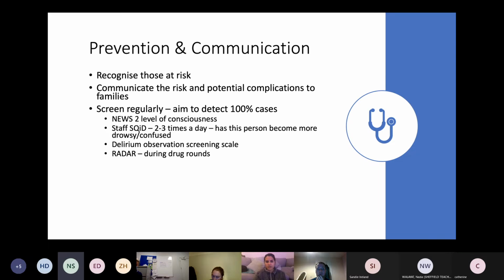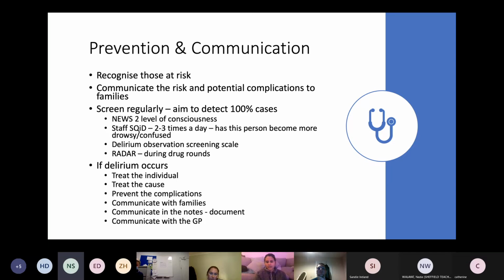You can do the staff squid. So when people are going around, two to three times a day, thinking and documenting, is this person more confused? Is this person more drowsy? There's a delirium observation screening scale that I've not really seen before and not really used myself. And then RADAR, which I'm now trying to think what that stands for, is something like recognition of acute delirium, I think, in your normal routine. So it's things like during drug rounds, and there can be charts for this. When people do their drug rounds, they mark on the chart, and there are three questions, I think, along the lines of, is this person more confused? Is this person more drowsy?